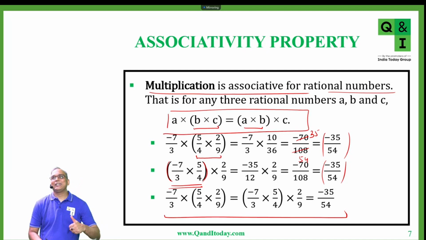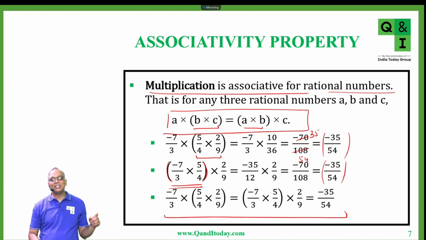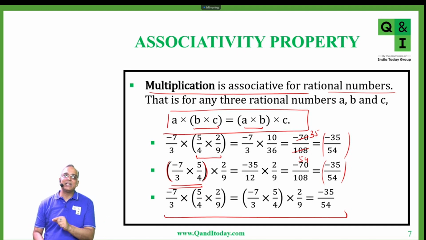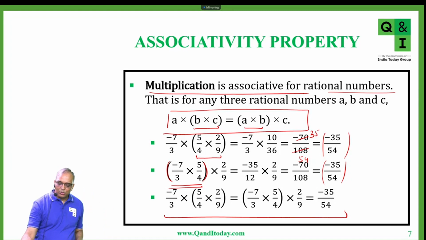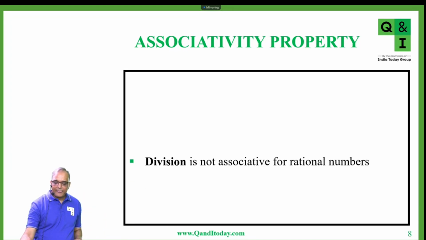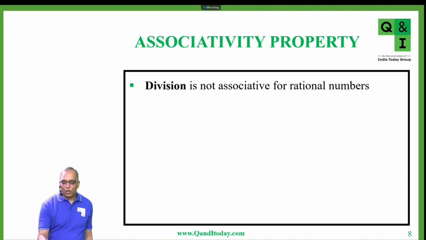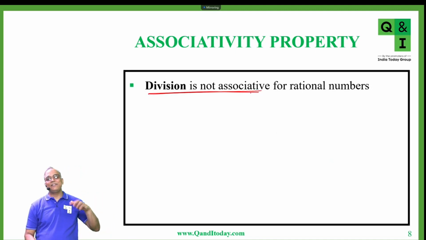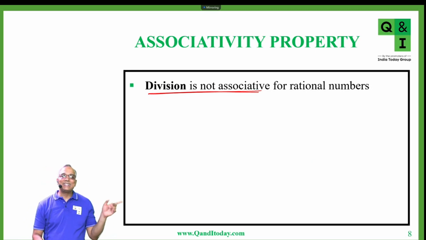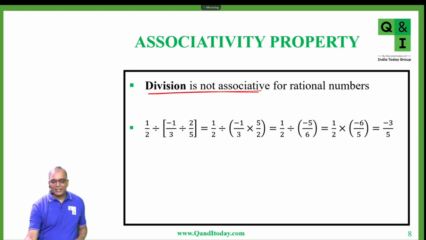So we saw that addition is associative for rational numbers, subtraction is not associative for rational numbers, and multiplication is associative for rational numbers. Okay? Let's go to the next one now. Division. So division is not associative for rational numbers. So subtraction and division are not associative. Addition and multiplication are associative.